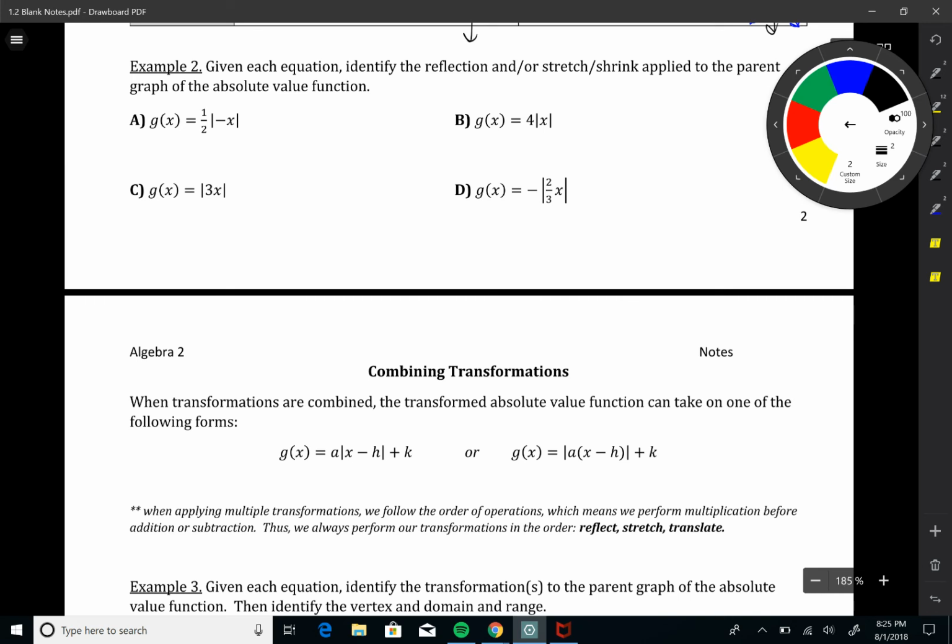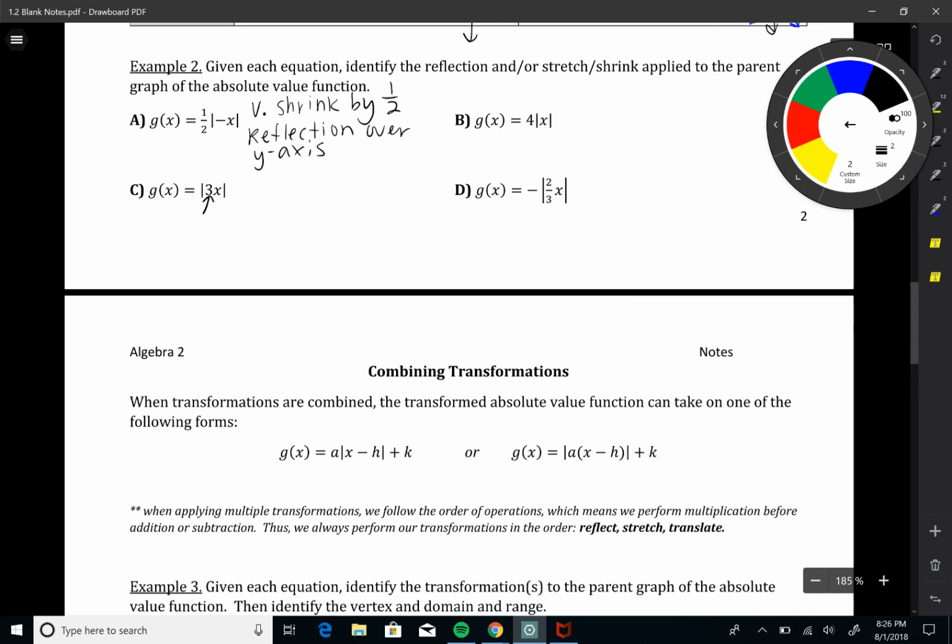So letter A, g of x equals 1/2 times the absolute value of -x. I have two things going on here. I have an a value of 1/2 in the front, on the outside of the function. Outside means vertical. Vertical is what you want it to be. It's 1/2. If I multiply by 1/2, it's going to get smaller. That's a vertical shrink by 1/2. I have a negative on the inside. Negative on the inside is a reflection. We call it a horizontal reflection, and it's over the y-axis, because if you think about it changing horizontally, it'd flip over the y-axis.